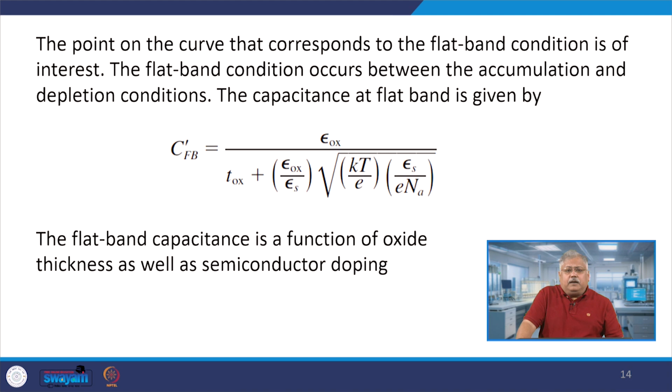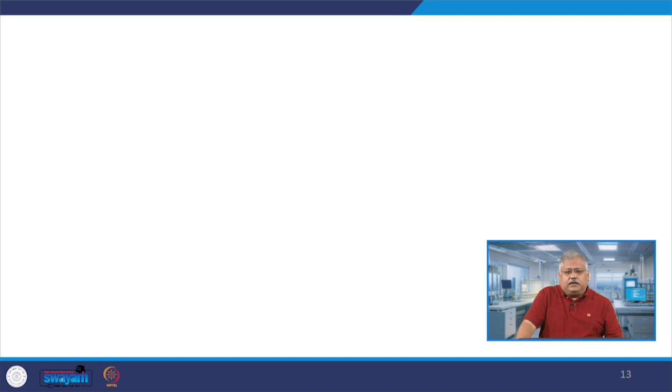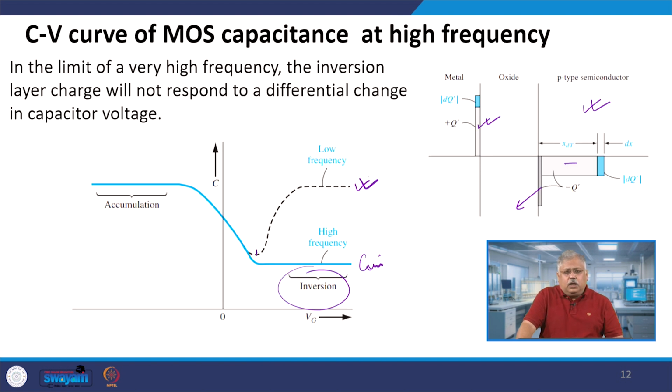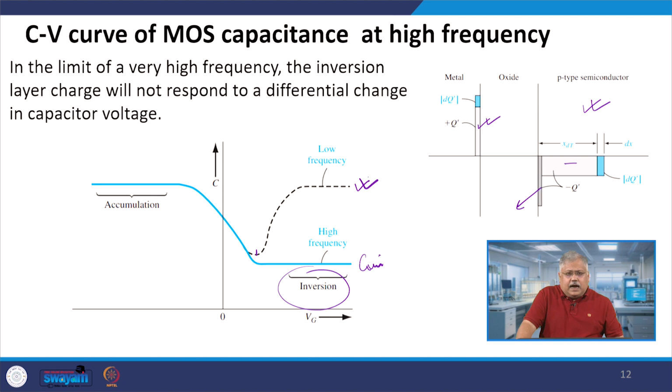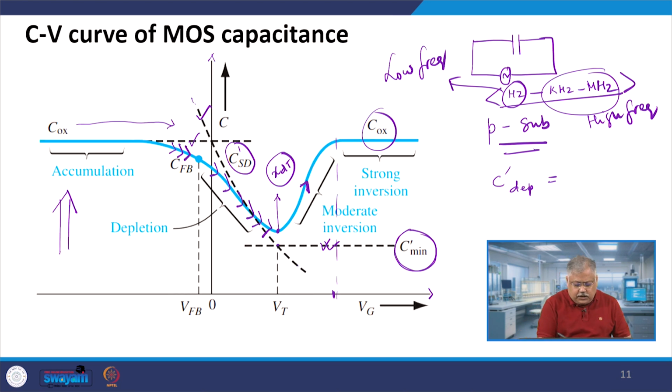Let me also explain one term which is left, which was basically the flat band, right? Now let me show the flat band here. This point in the curve is of pretty high interest, because the flat band condition occurs between accumulation and depletion, right? And it is given by this. So it is somewhere here. If you look at this particular point here, this occurs between accumulation here and depletion here. So this is the point when your bands are absolutely flat, right?